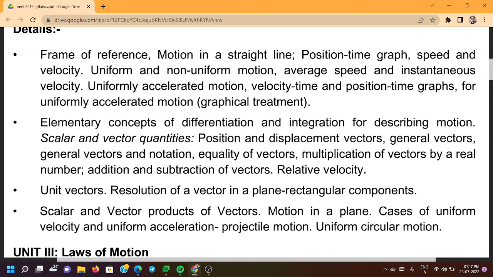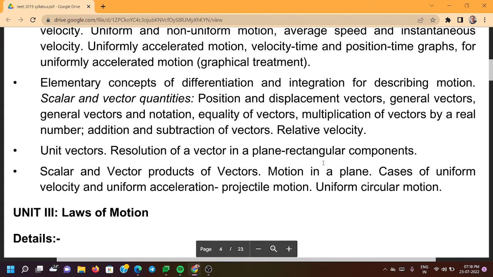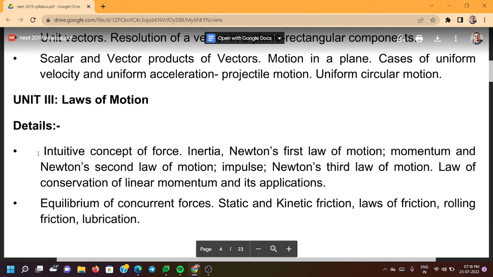Scalar and vector quantities. Position and displacement vectors. General vectors and notation. Equality of vectors. Multiplication of vectors by a real number. Addition and subtraction of vectors. Relative velocity. Unit vectors. Resolution of a vector in a plane, rectangular components. Scalar and vector products of vectors. Motion in a plane. Cases of uniform velocity and uniform acceleration, projectile motion. Uniform circular motion. Physics Unit 3, Laws of Motion.